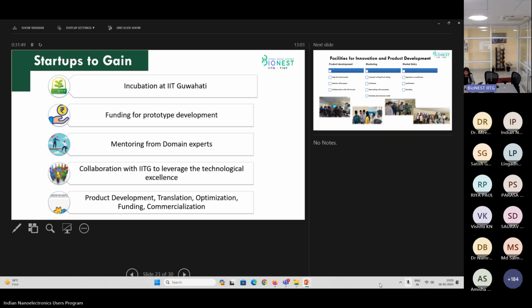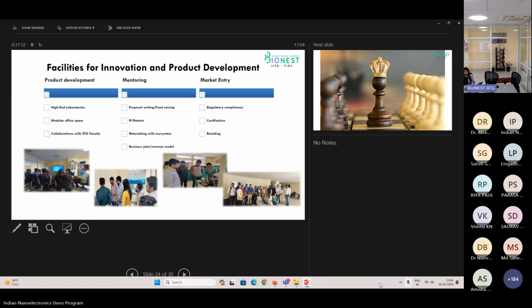Next slide, please. So these are a few facilities that we provide. We have a high-end laboratory. We have modular office spaces and collaboration opportunities, and mentoring. We have a full set of mentors which we handpick from all over India, who keep on mentoring the startups from time to time whenever it is required. We also provide IP and patents. We facilitate the IP filing and all those filings. And of course, we help with your marketing.